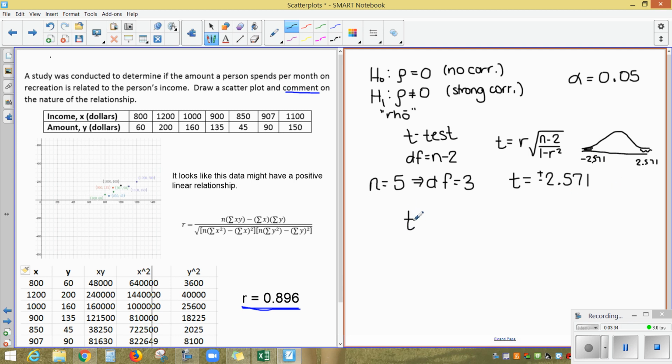Then we find our test statistic t, which is 0.896 times the square root of n minus 2, which is 3, over 1 minus 0.896 squared. If you type that into your calculator, you get 4.512. When we compare that 4.512 to our critical region, we see that it's to the right of 2.571, which means it's in our rejection region. So we're going to draw the conclusion to reject the null.